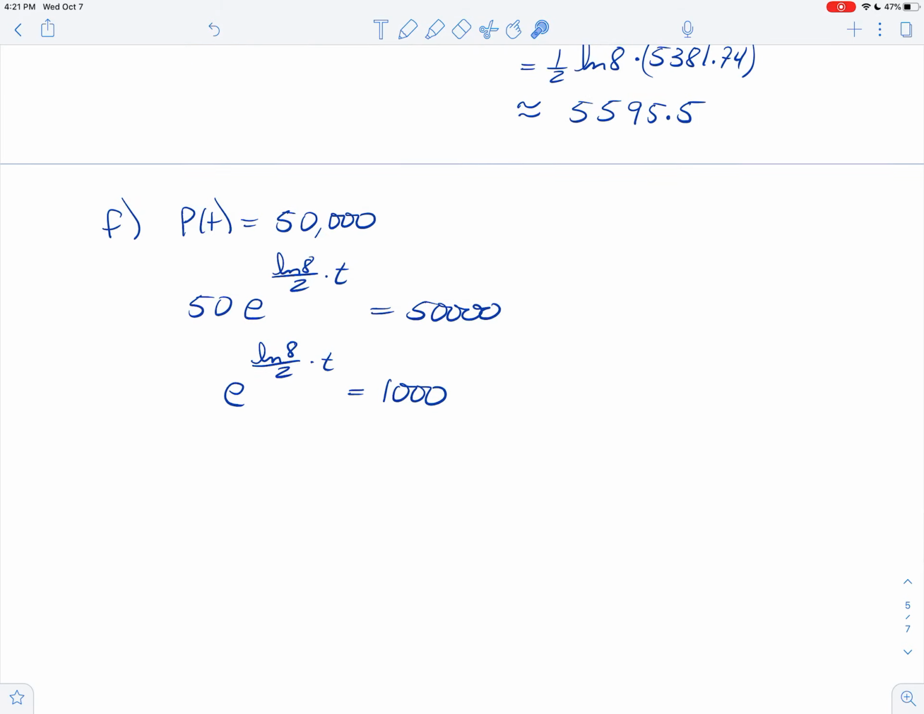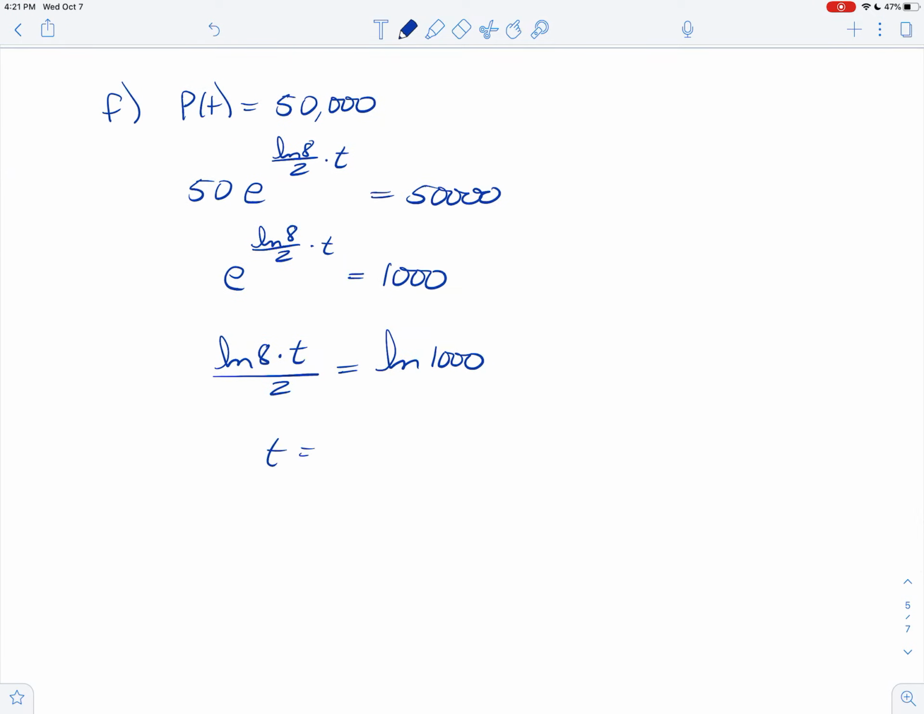Take the natural log of both sides. The natural log of this side cancels, leaving you just the exponent. And of course I get a natural log of 1,000. So my next line looks like ln of 8 times T over 2 equals natural log of 1,000. And so of course T is going to be 2 natural log of 1,000 divided by the natural log of 8. You can use your calculator and you're going to get roughly 6.64386 hours. So roughly 6 and a half hours, we're going to have 50,000.